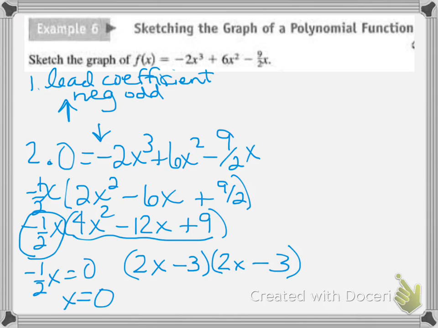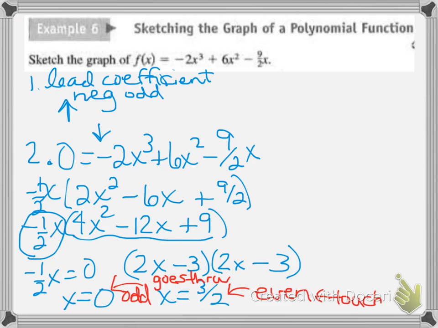So what is my x-intercept here? 3/2. Okay. 0 has a multiplicity of what? 1. So that's an odd multiplicity. What does the 3/2 have a multiplicity of? 2. It's 2 of them, so it's even. So this goes through, and this one just touches and turns. Okay.